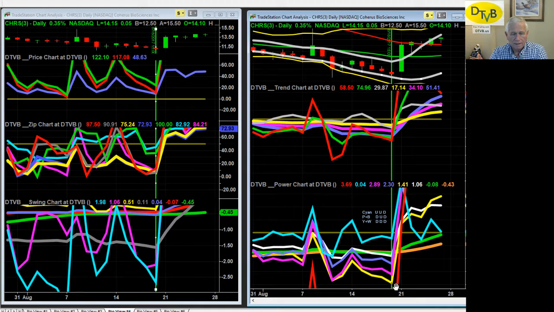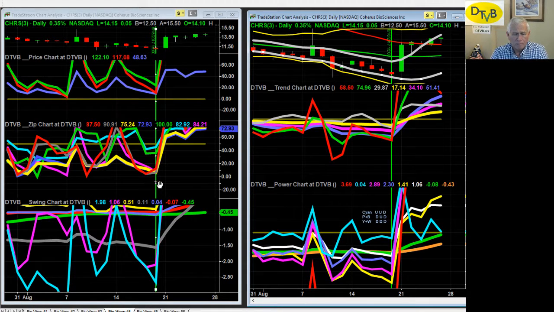In this particular case, on the vertical green line, power yellow is lowest going down, and zip yellow is lowest and going down. And that's indicative. When zip yellow first shows up and it's going down, it almost invariably goes up the next day. Not necessarily in a big movement like this, but typically it goes up the next day.